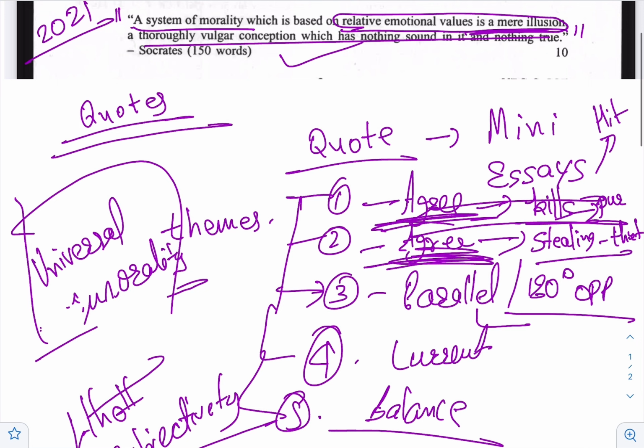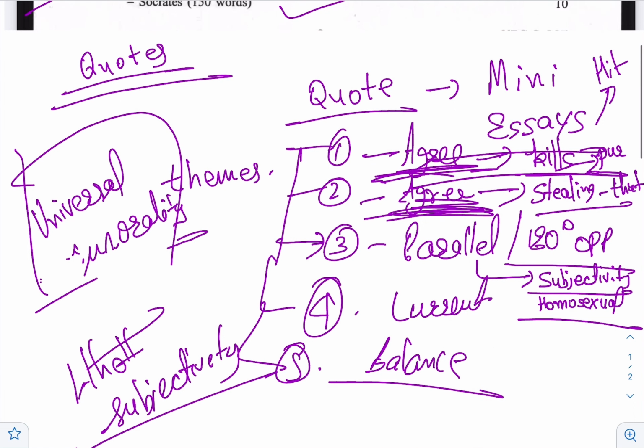In the parallel dimension, you would say that there can be subjectivity in cultures. For example, in Orthodox Christianity and Islam, being homosexual is considered a sin, while in India it is not. So sometimes this morality may be subjective.